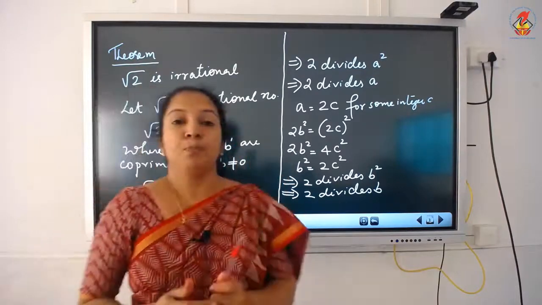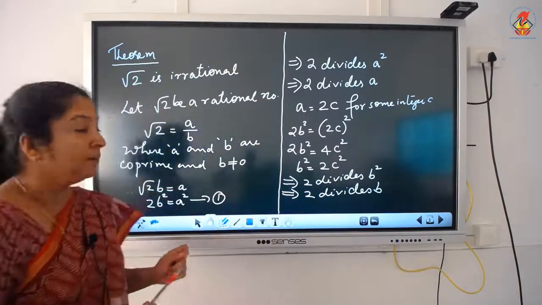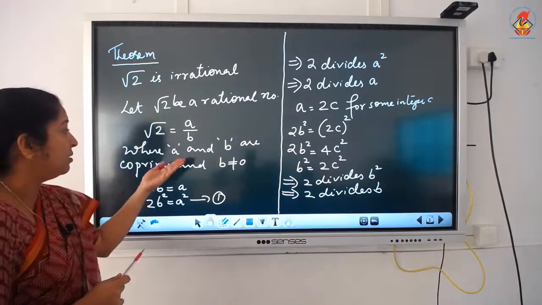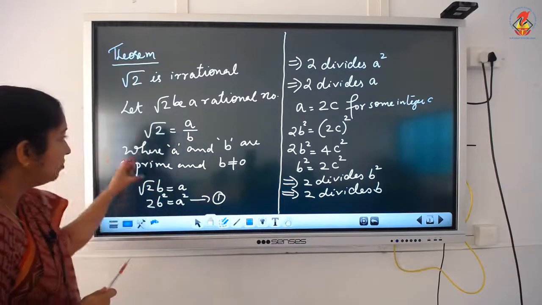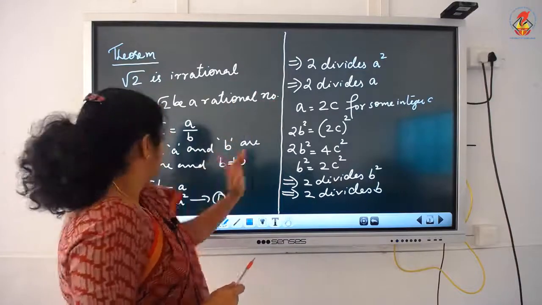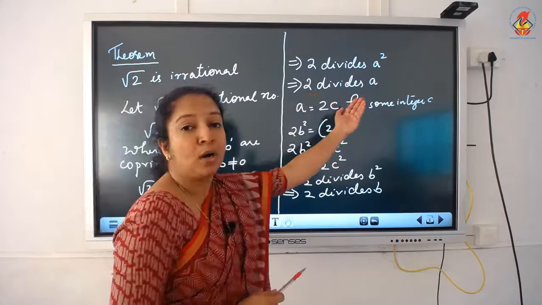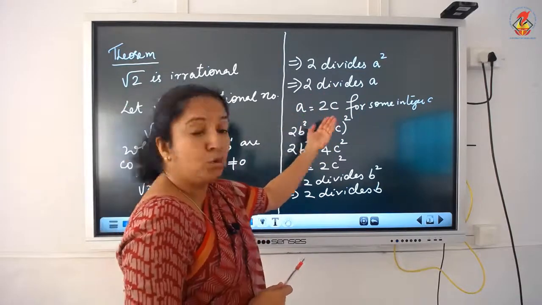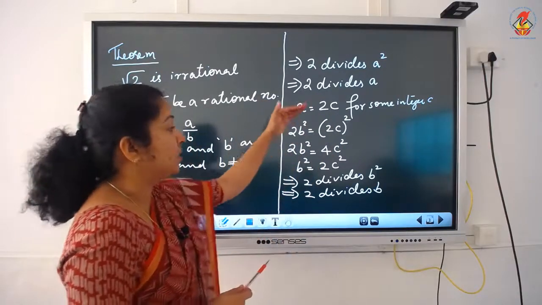We have to prove root 2 is irrational. For that, what we have supposed is root 2 is rational. So if root 2 is rational, we can write it as a fraction, root 2 is equal to a by b, where a and b are co-prime and b not equal to 0. Then root 2 b is equal to a, squaring on both sides, we get 2b square is equal to a square. So this means that 2 divides a. If 2 divides a, we can write a as a multiple of 2. a is equal to 2c for some integer c.